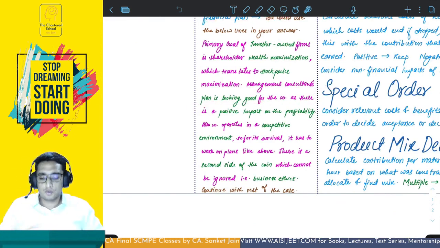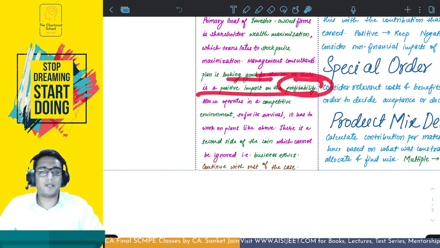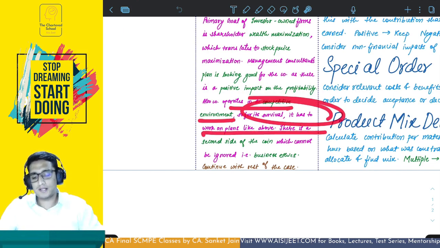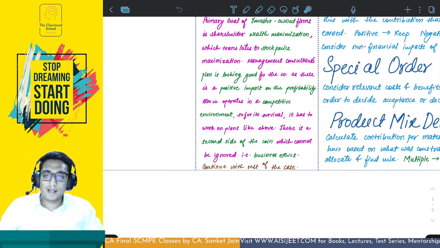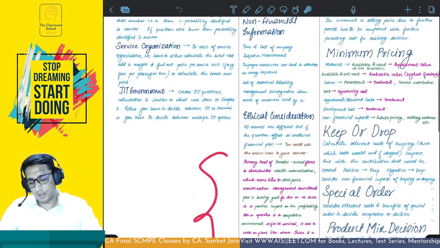It is a good plan, right? It's looking good for the company as there is a positive impact on the profitability. Also, the company operates in a competitive environment. So for its survival, it has to work on plans like the above. But there is a second side of the coin which cannot be ignored, that is business ethics. And then you can continue the rest of the case. This is how you might want to frame your answer.